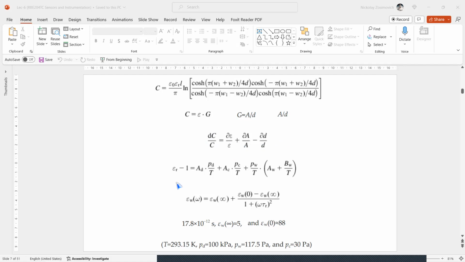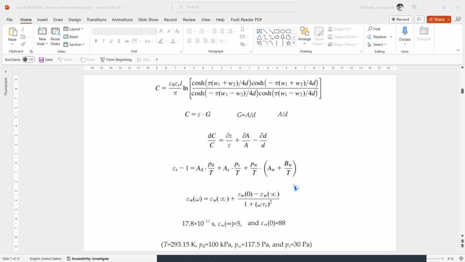As the next expression, we might find the expression of the PD, PC, and PW are the partial vapor pressure of respectively dry air, CO2, and water vapor in millibar. The coefficients AD, AC, AW, and BW are empirical parameters, and T in all of this expression is absolute temperature. Furthermore, due to relaxation effect, epsilon appears to be frequency dependent.